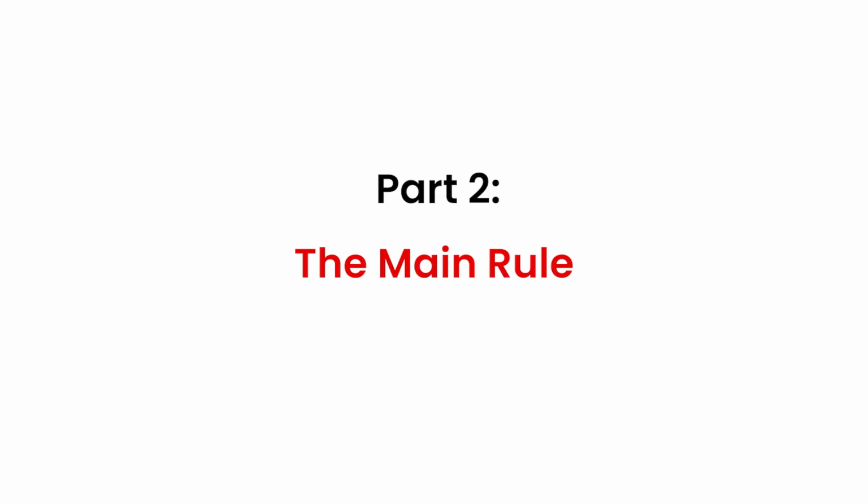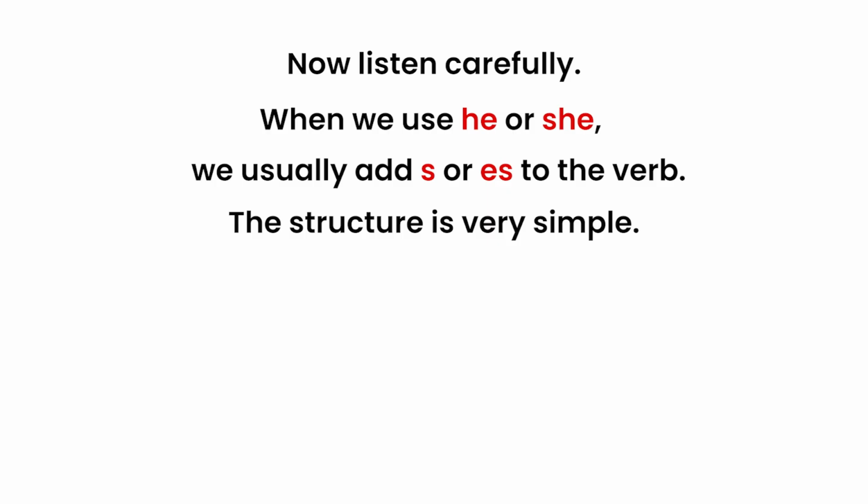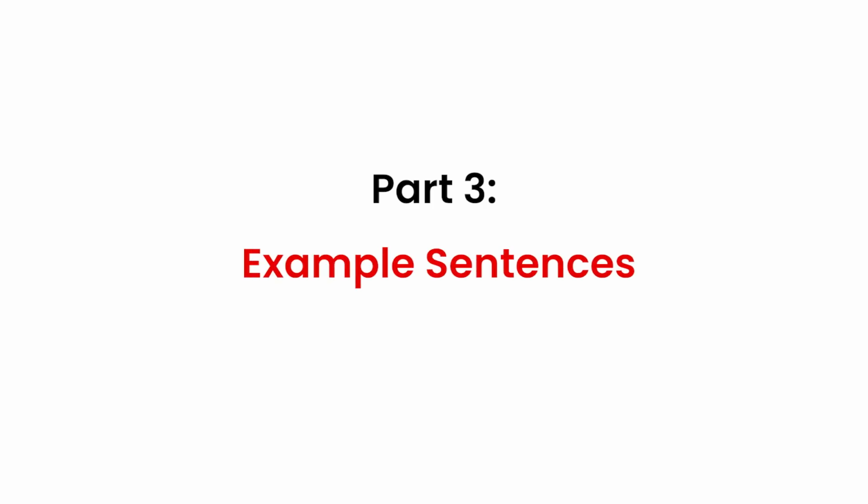Part 2. The main rule. Now listen carefully. When we use he or she, we usually add s or es to the verb. The structure is very simple. He or she plus verb plus s. For example, he works. She likes.